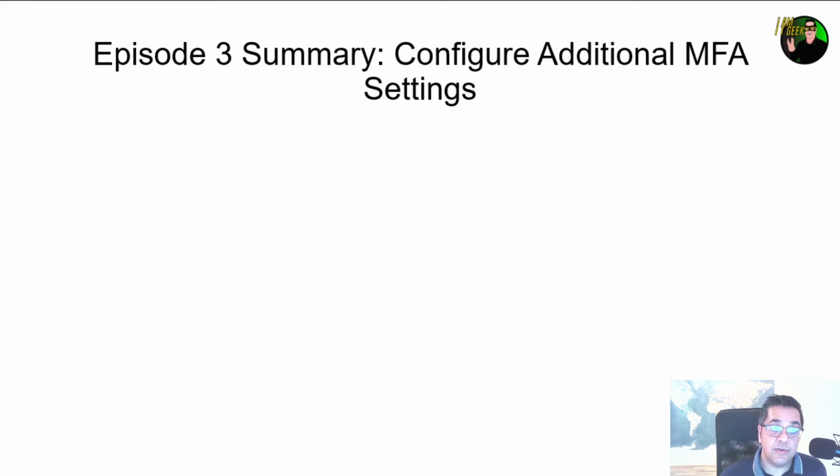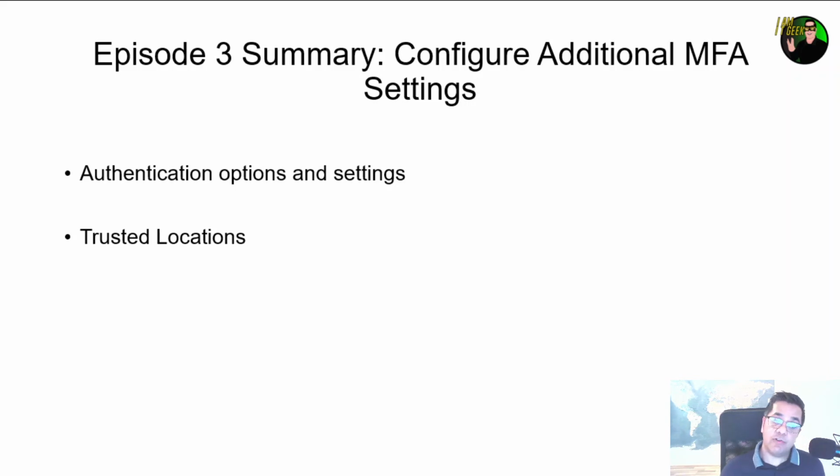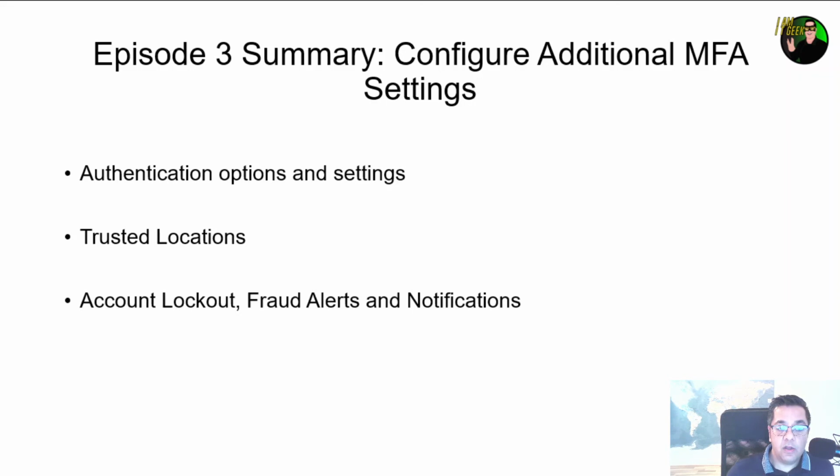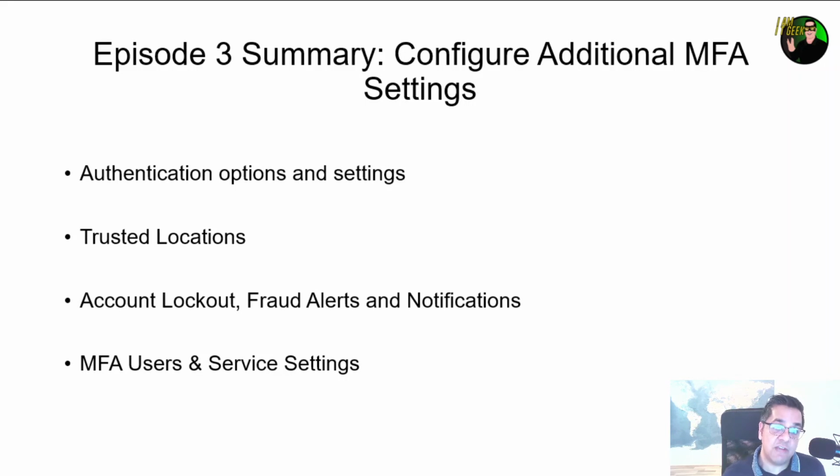So that brings an end to episode 3. I'm going to go over a quick summary of what we looked at in this episode. We started off by looking at the authentication options and settings under security in the Azure AD portal. We then looked at trusted locations, which included named locations and trusted IPs. We had a look through the account lockouts, the fraud alerts and notification settings. There are also a number of other settings we looked at, like the MFA Server, but that's not relevant unless you have an existing MFA Server. Finally, we just looked at the users and service settings for MFA.